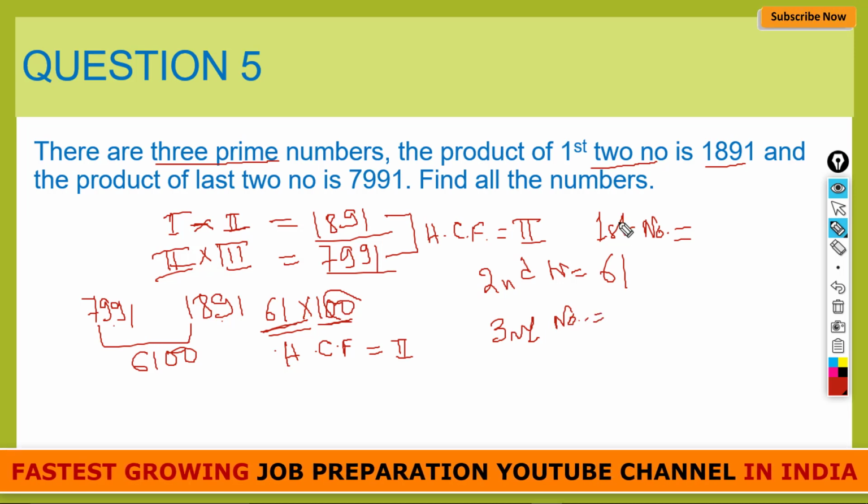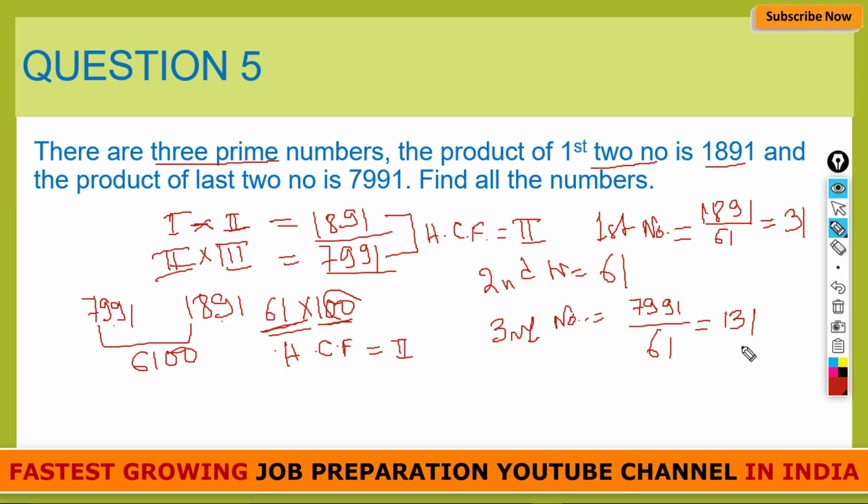So how will we find out the first number? The first number will be calculated as 1981 divided by 61, because 1981 was the multiple of the first and second numbers, and we know the second number is 61. If we divide by the second number, we get the first number, which is 31. And for the third number, we have to divide 7991 by 61, which gives us 131. So these are all the three numbers we had to find in this sum.